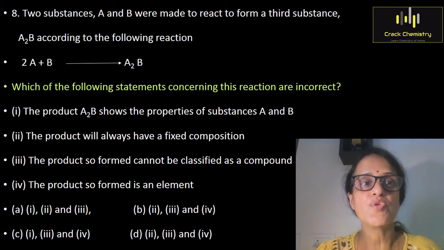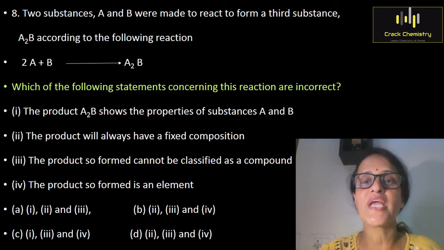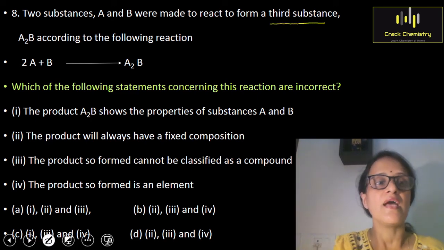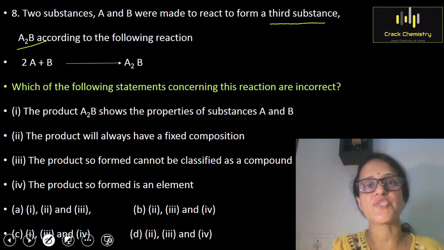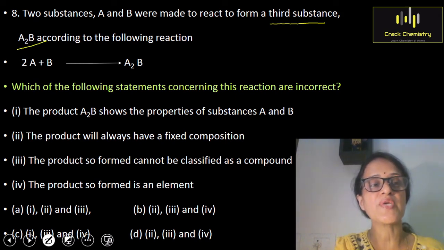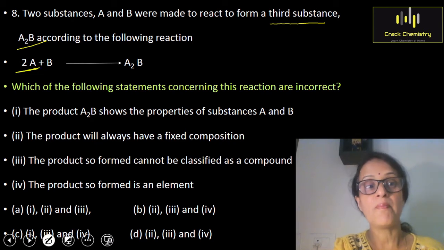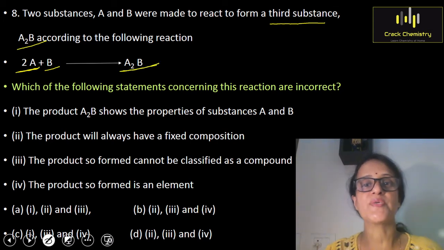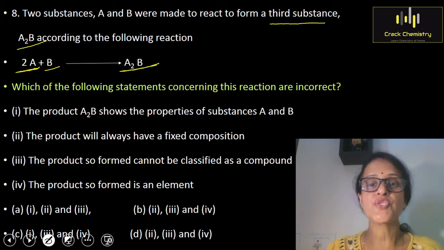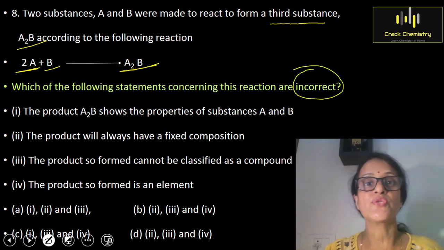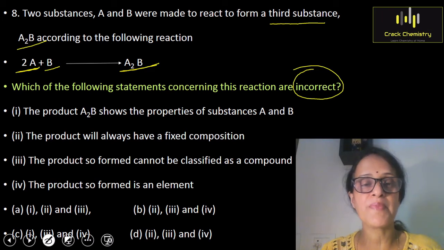Now next question. Two substances A and B were made to react to form a third substance, A2B, according to the following reaction. If you look at the reaction, you can see that 2 moles of A combined with 1 mole of B and 1 mole of A2B is formed. Now they are asking which of the following statements concerning this reaction are incorrect. Children, you have to read the question very carefully, what they are asking. So an incorrect statement has been asked in this question.